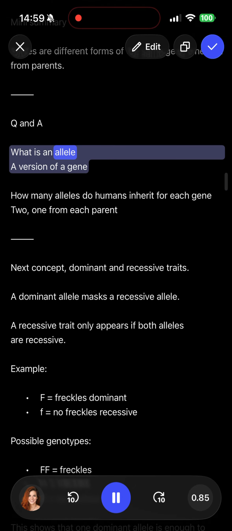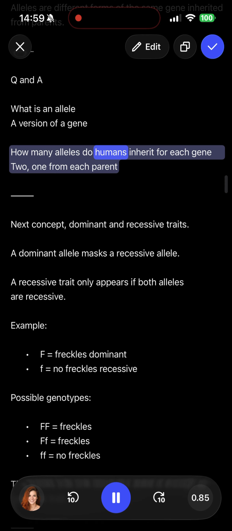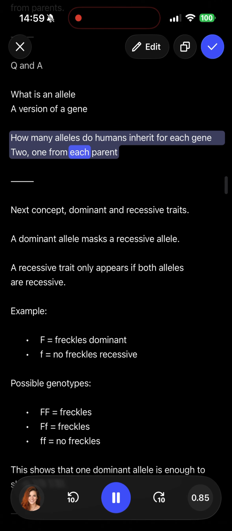Q&A. What is an allele? A version of a gene. How many alleles do humans inherit for each gene? 2, 1 from each parent.